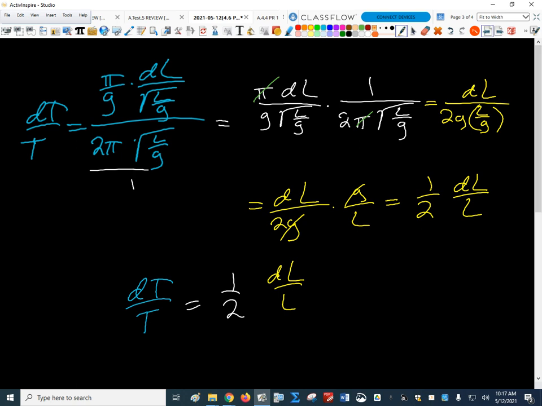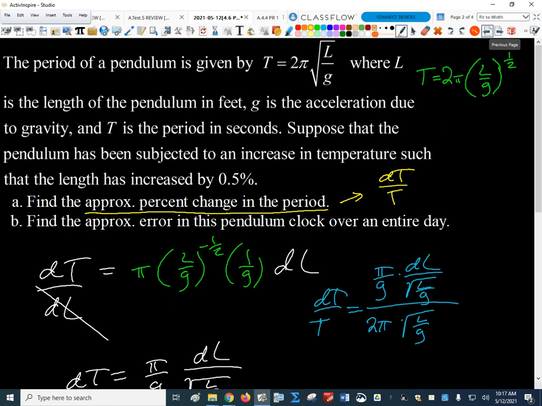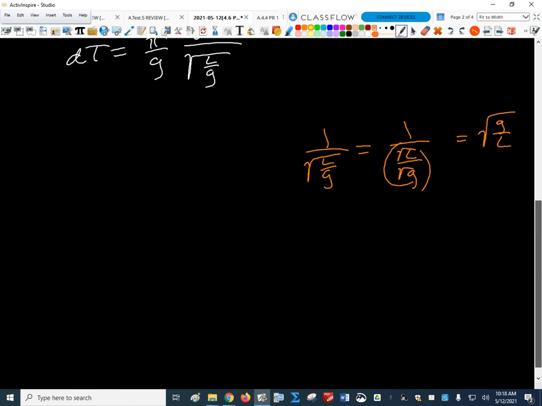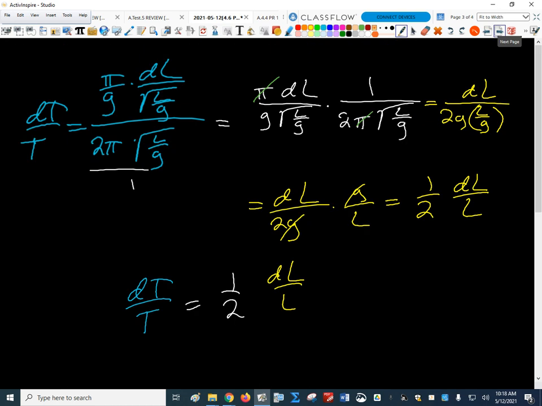Okay, in this question, what are they actually asking for? The length increases by 0.5%. So what is the percent change in the period? Percent change in the period would be half of that. So half of 0.5% is 0.25%, right? Okay.